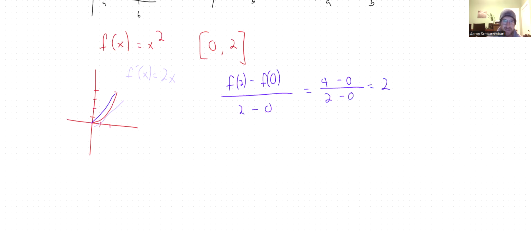So now I set this equal to that, and I get 2 equals 2x. Clearly we can see x equals 1, or c equals 1. If I'm looking at f prime of c, I could say that the function is 2c. Probably should do it that way. 2c, c equals 1. Okay? Pretty basic one.